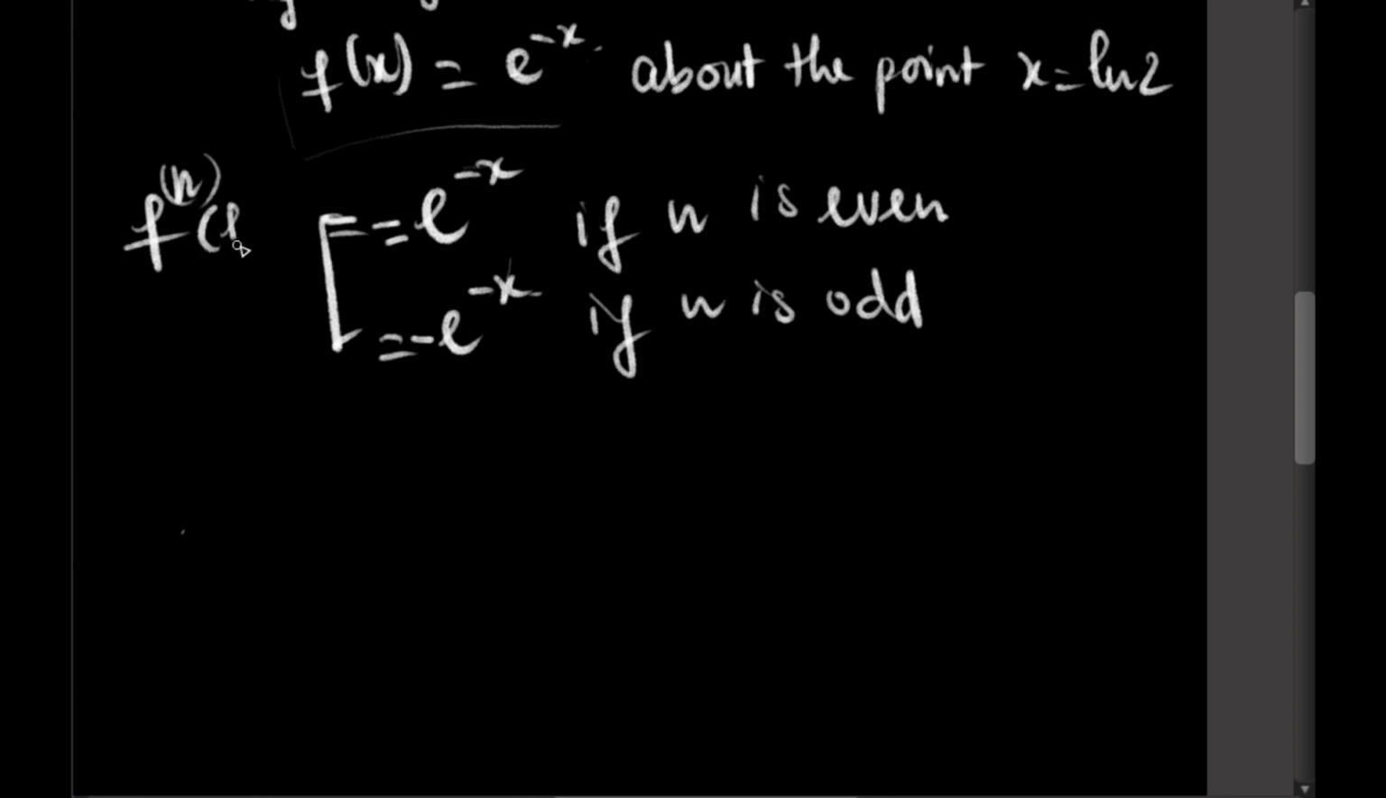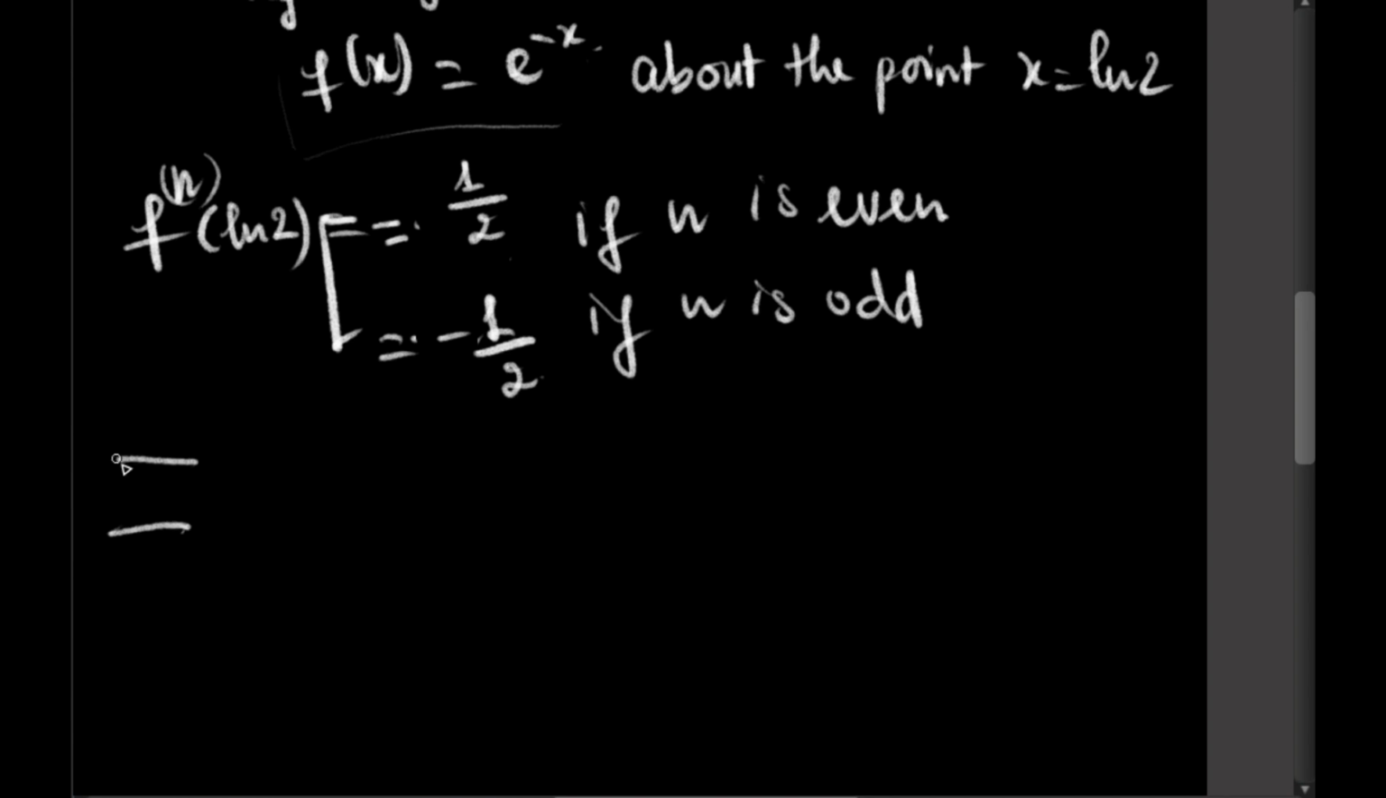I'm sorry, that looks a little bit hard to see. So it's definitely going to be e to the power of minus natural log 2, right? So it's going to be, obviously, 2 to the power of minus 1, which is 1/2, right? And therefore, when n is odd, it's going to be equal to minus 1/2.